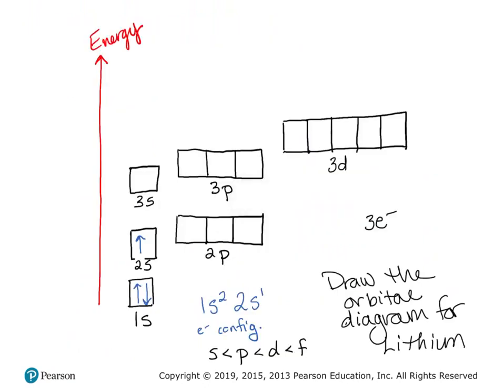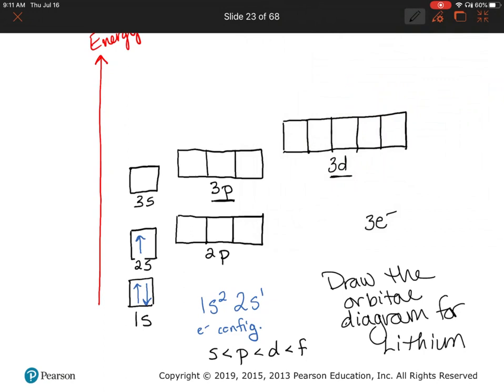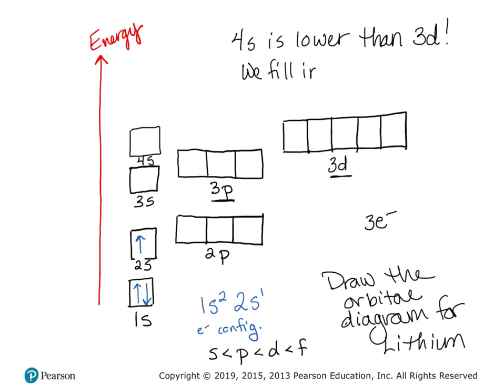So normally we would assume that right after the 3p orbitals, we would have the 3d orbitals. That makes sense, right? However, what's really weird about this is that the 4s orbital is lower in energy than the 3d orbital. So the 4s orbital comes first. So we fill in 4s before 3d, which is really strange.